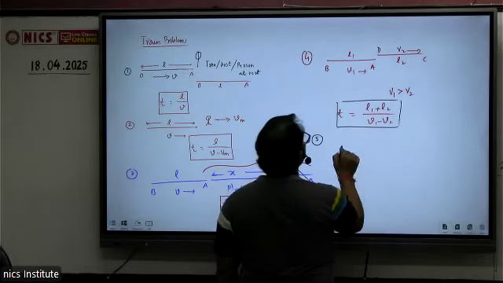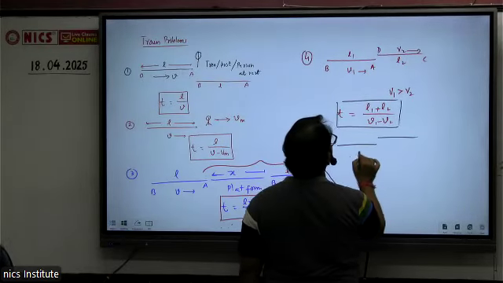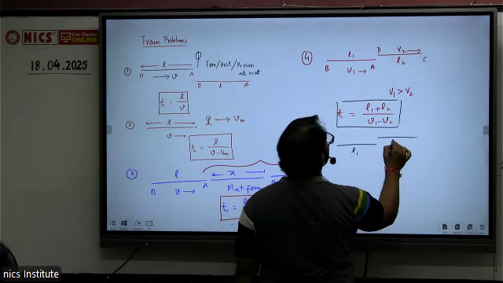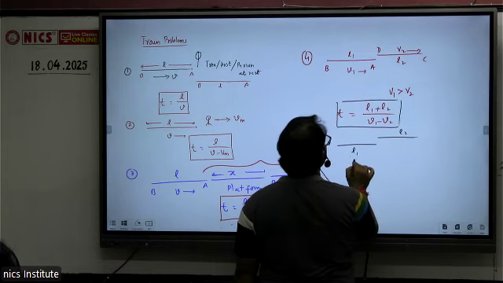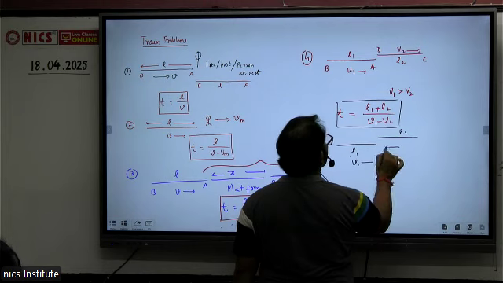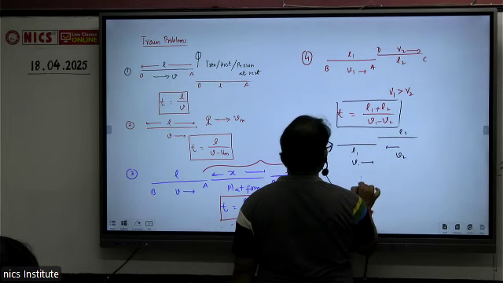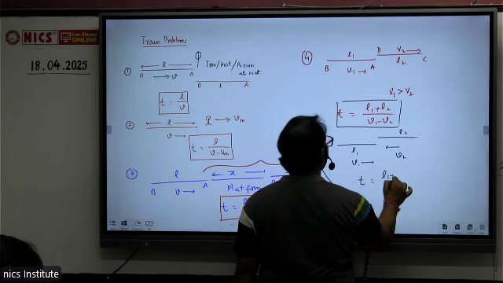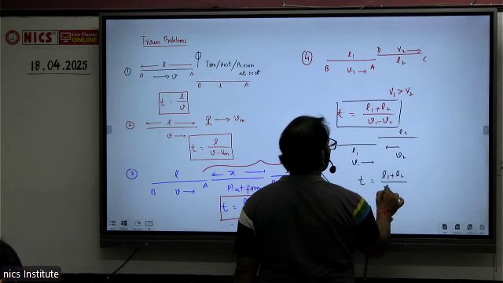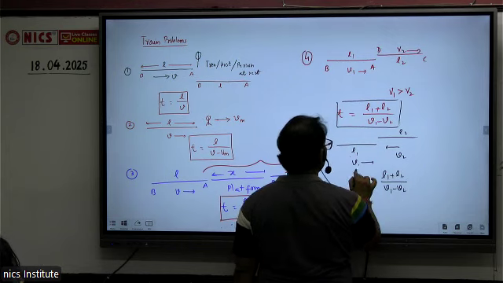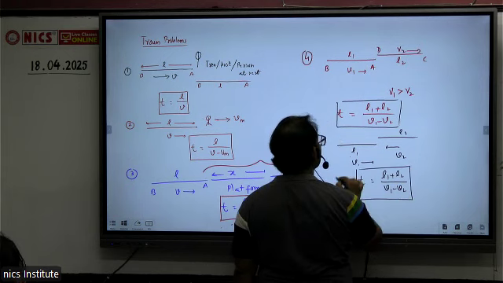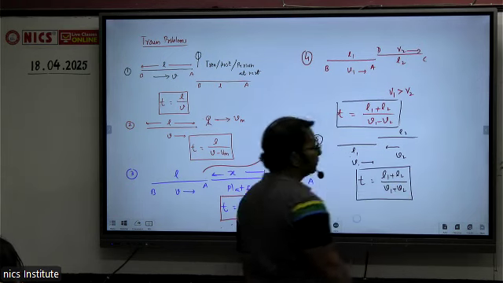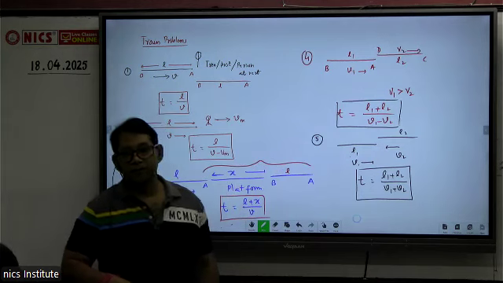What if they are in the opposite direction? So the opposite direction will take less time. L1 plus L2 divided by V1 plus V2. We are assuming that V1 is more than V2. Sorry, plus. It will be less time.